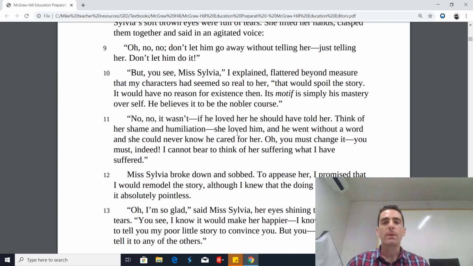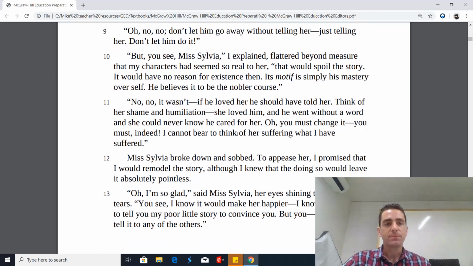Okay, so we can see from the dialogue in paragraph 9 that Miss Sylvia, the old lady, has been moved or affected emotionally by the seemingly innocuous story that the little boy has told her. It's affected her in some way, and that could be important later.